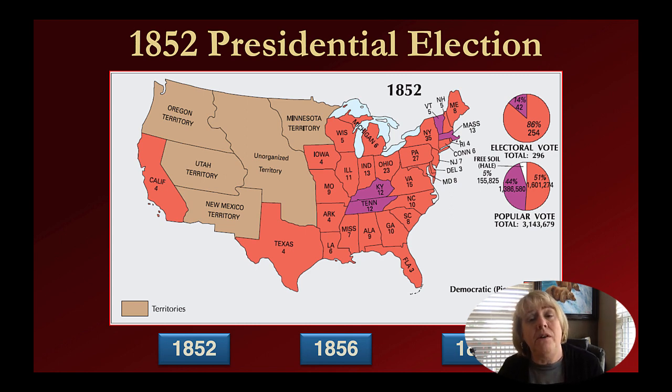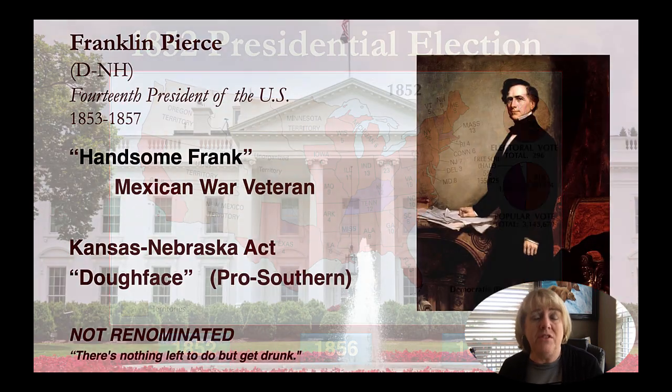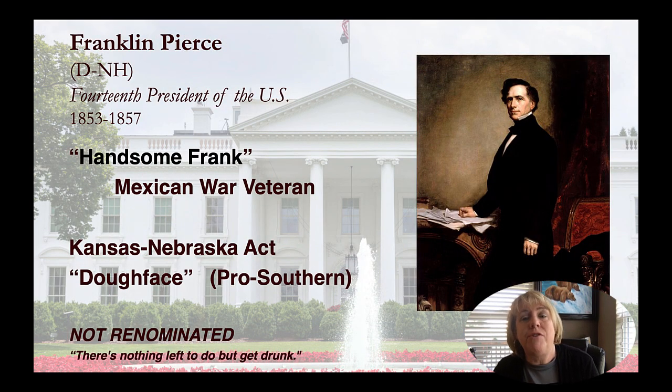Now, Franklin Pierce is going to be the winner of this election. He is a Democrat from New Hampshire. He had served in the Mexican-American War. His nickname is Handsome Frank. But unfortunately, Franklin Pierce did not have an answer for anything that we were dealing with as a country. He is going to sign the Kansas-Nebraska Act, which I'll talk about in just a minute, and he's going to be referred to as what we call a doughface, someone who is pro-Southern. The Whigs just didn't trust him at all.